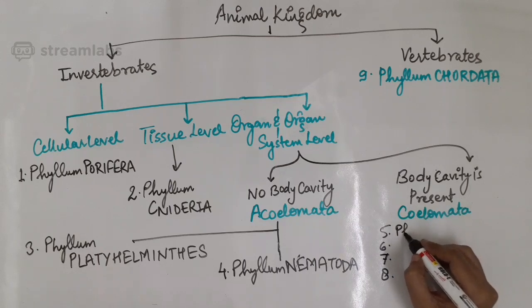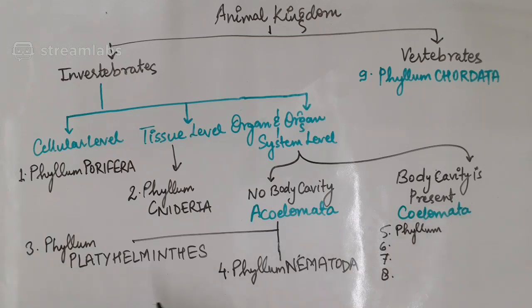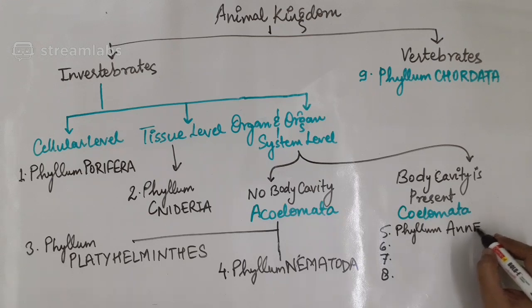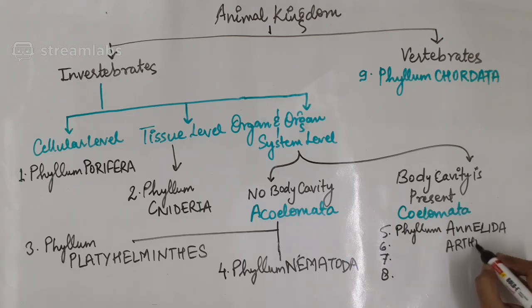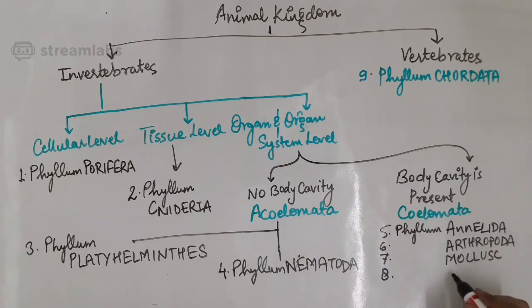So these are phylum Annelida, then Arthropoda, Mollusca. Last one is Echinodermata.